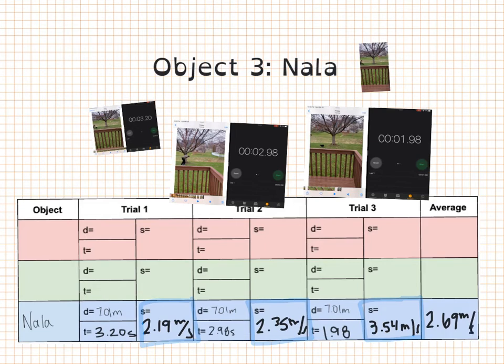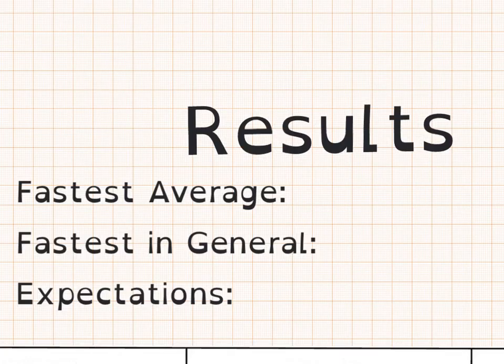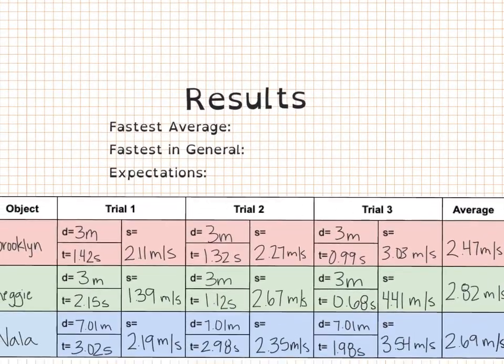Meters per second. All right, so let's get all of this data on one table and let's see what we're left with. Drum roll, please. Now is the time to think back to your earlier predictions. Who do you think is fastest? Brooklyn, Reggie, Nala? Think back to what you said, and our results are in.